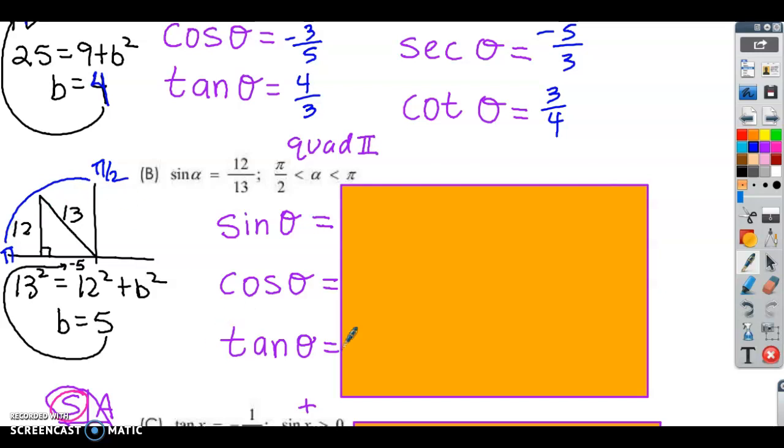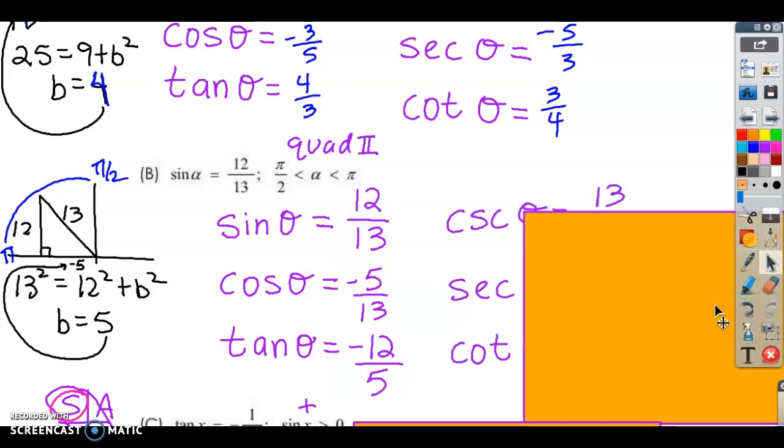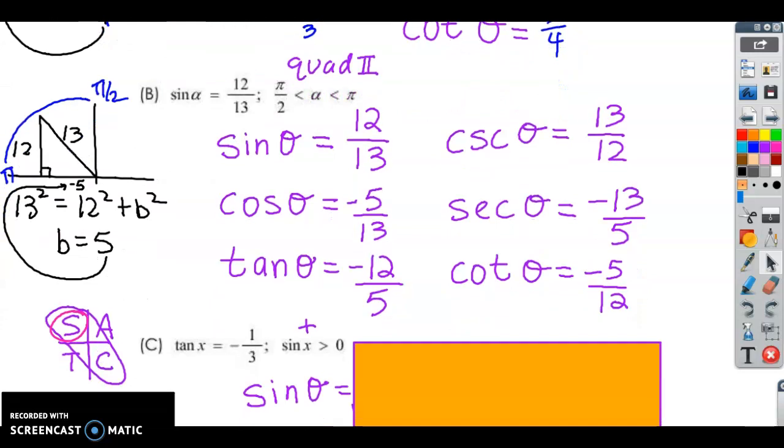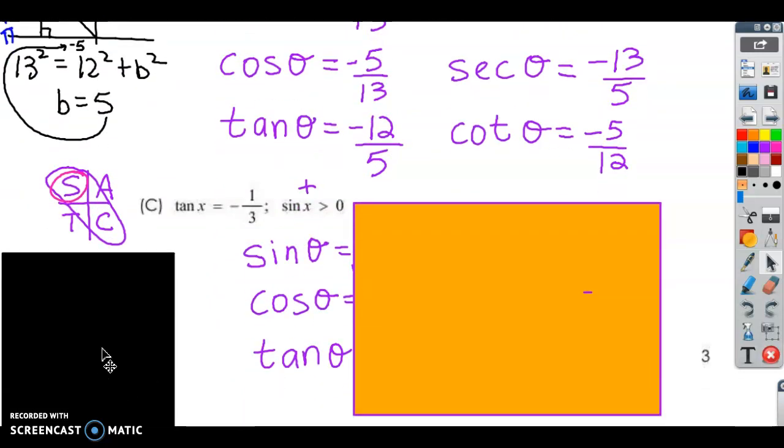All right, now use the Pythagorean theorem, get your information. They give you b is 5. We know that's going to the left, so it's got to be a negative 5. Don't forget the negative. Throw those values in, write the reciprocals, and try the last one on your own. Press pause. Okay, let's see if you got the triangle. I want you to try this on your own first.